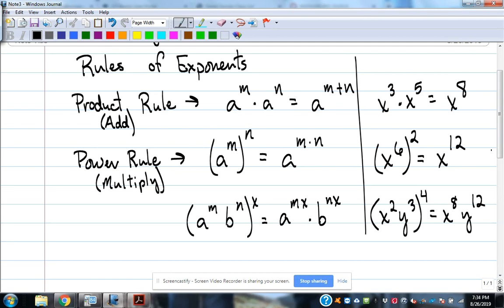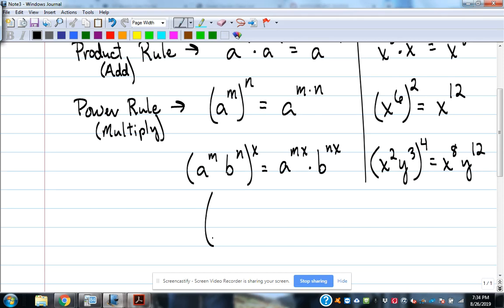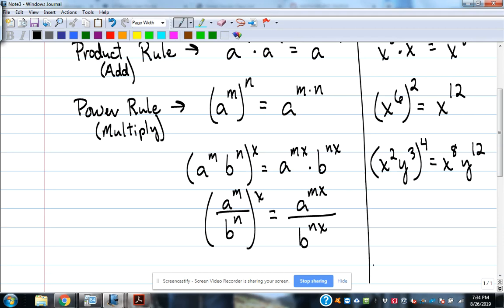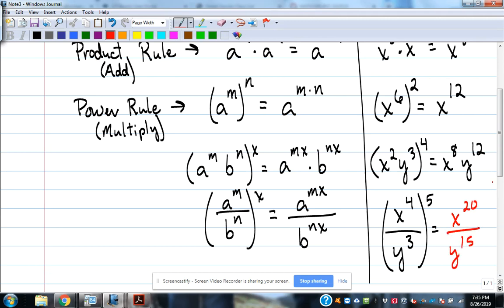Okay. Another variation of the power rule is a fraction on the inside. I don't think this will come up much in this section, but it does come up some in the course. Again, you've got different bases on top and bottom. It still multiplies the exponents everywhere by that one on the outside. So that a to the mx over b to the nx. An example of that might be x to the fourth power over y to the third power, all to the fifth. That works out to be x to the 20th over y to the 15th. It's an example of that.